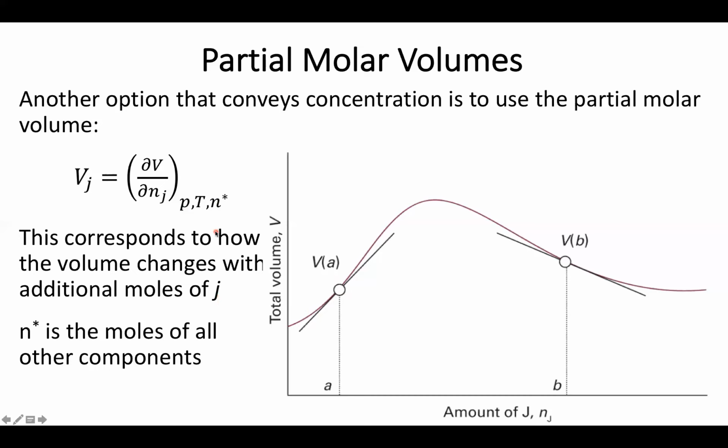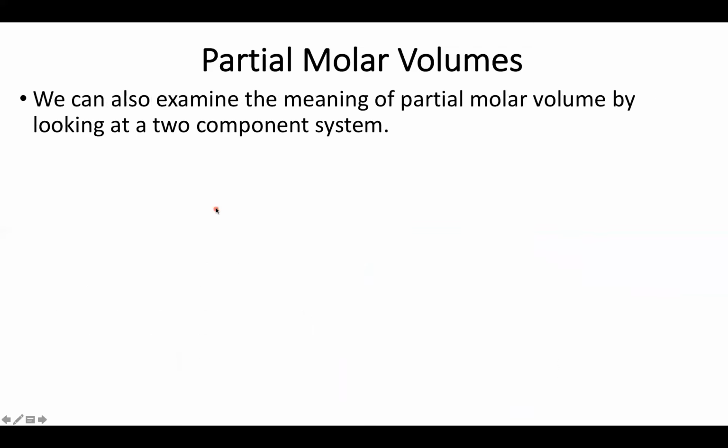So a good way to think about this is that the partial molar volume is going to show a dependency on pressure, temperature, and the ratio of the species of interest to all the other species present. So again, under a dilute system, this would be the relative ratio of solute to solvent. However, we can actually get a little bit more insight when looking at partial molar volumes by looking specifically at a two-component system.